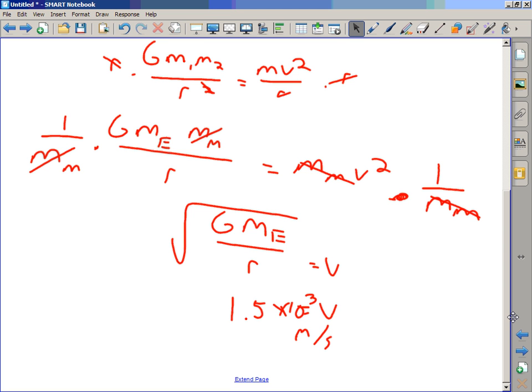Meters per second. 1.5 times 10 to the third meters per second. Sounds about right. Right. Okay.